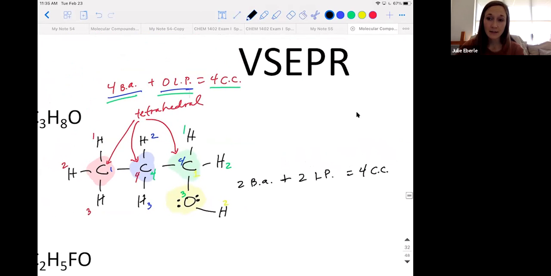How do we name this? If you're looking at the table now. Yep, I see it in the chat. Bent, bent, bent, bent. So bent. And that's it.